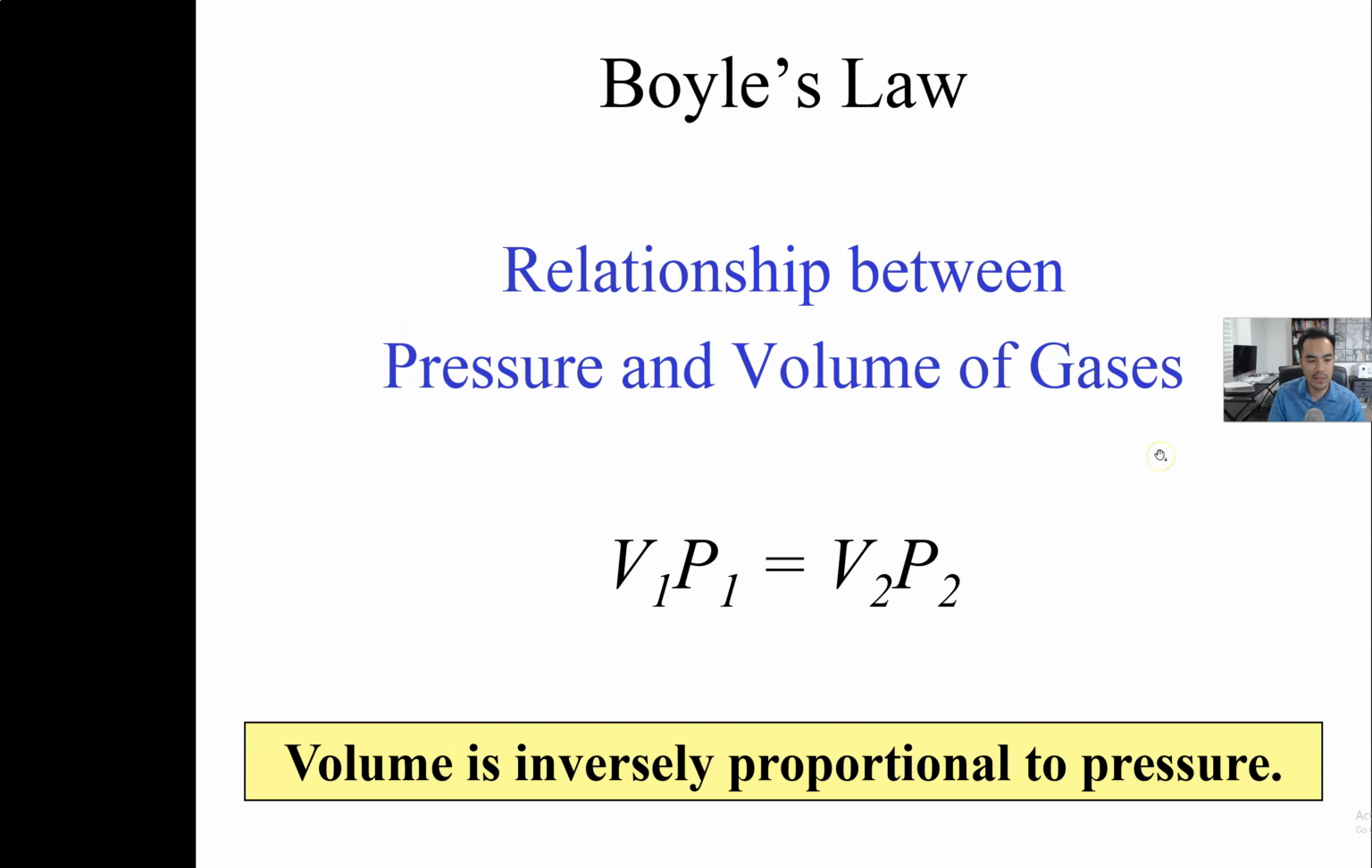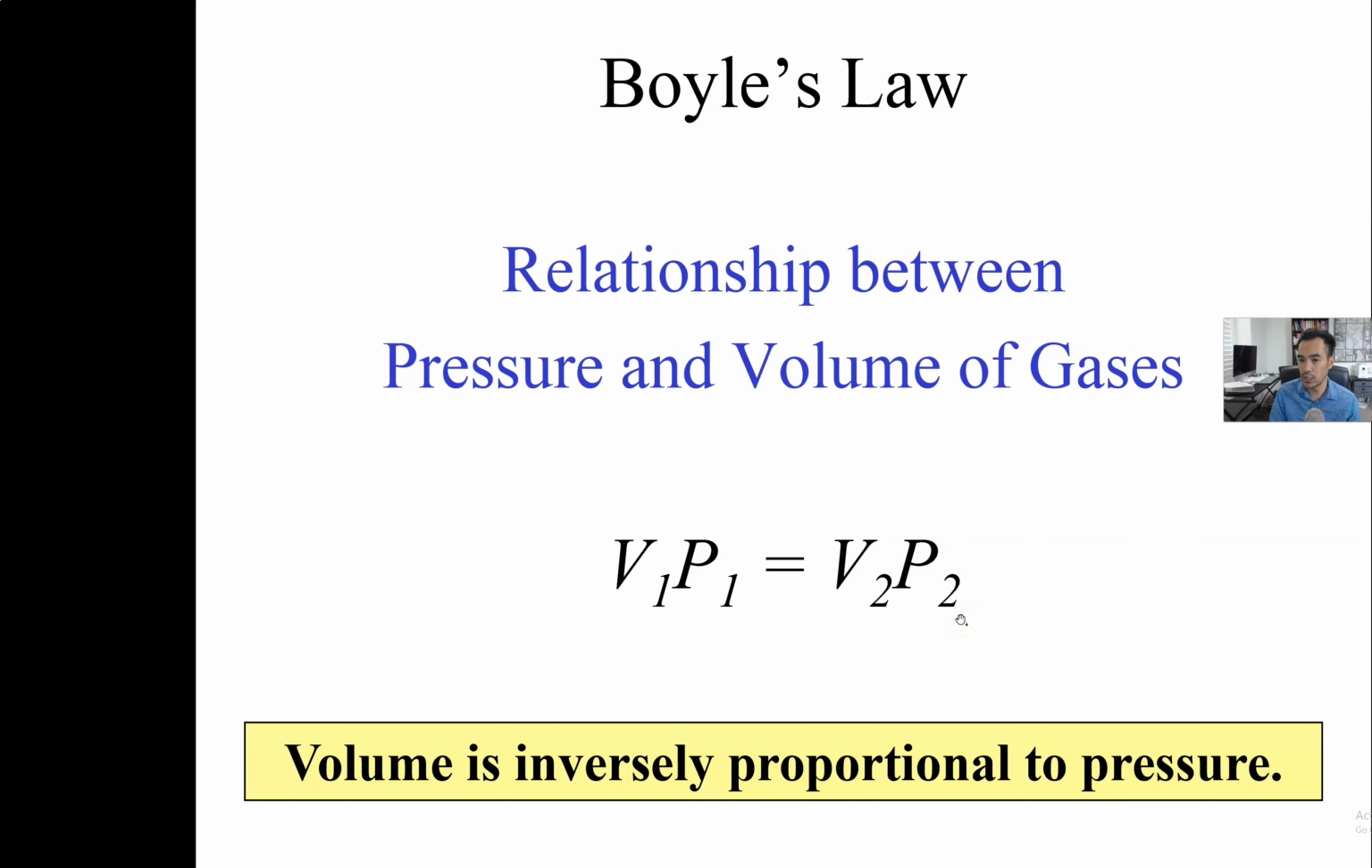Now, let's talk about the gases real quick. In the gas phase, there are several laws that you have to know. The first one is called Boyle's law. Boyle's law studies the relationship between gas pressure and volume. Boyle's law is the idea where you multiply volume times pressure, and you'll find that they're inversely proportional to each other. So V1 times P1 equals V2 times P2.